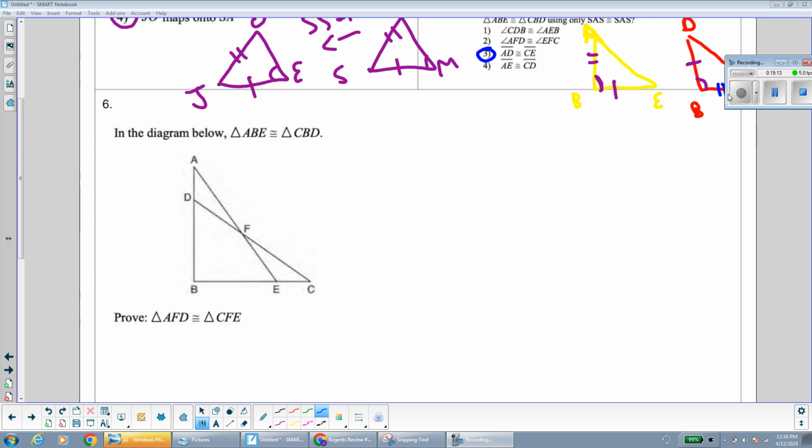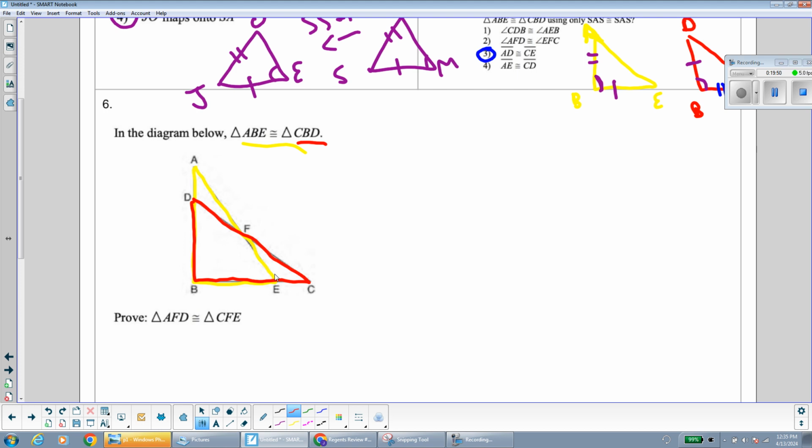In number 6, we're writing another proof. And this time, we still need to prove that two triangles are congruent, but our givens are that a different pair of triangles are congruent. So we're given that triangle ABE is congruent to triangle CBD. So we're already given that the big triangles are congruent. And our goal is to prove that the smaller triangles are congruent.